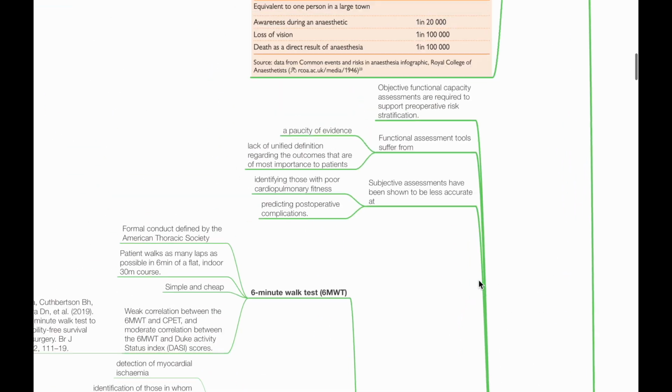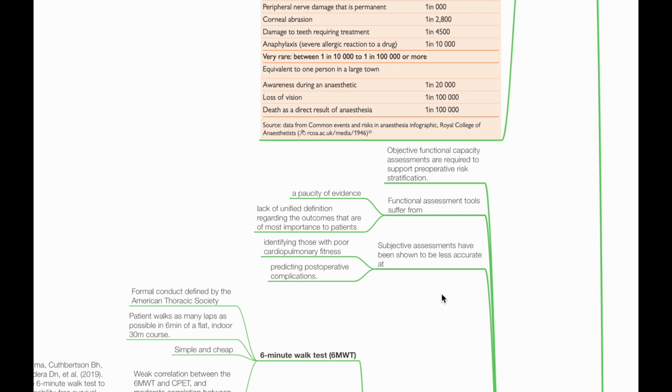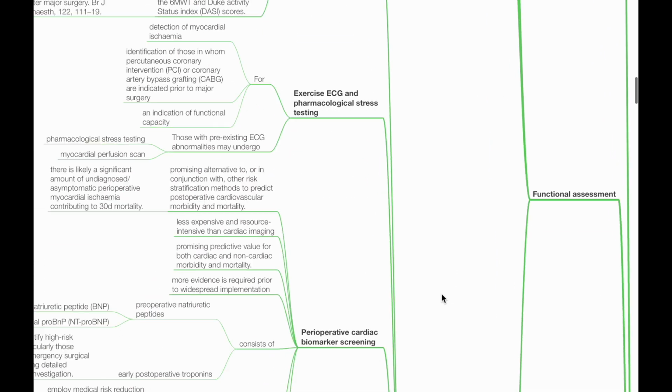Functional assessment. Objective functional capacity assessments are required to support preoperative risk stratifications. Functional assessment tools suffer from a paucity of evidence and lack of unified definition regarding the outcomes that are of most importance to patients. Subjective assessments have been shown to be less accurate at identifying those with poor cardiopulmonary fitness and in predicting post-op complications.